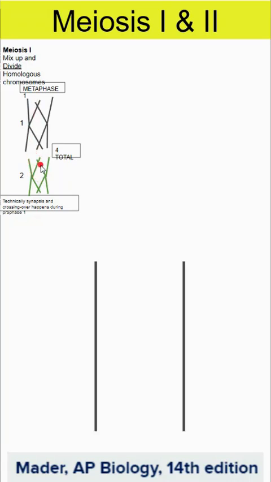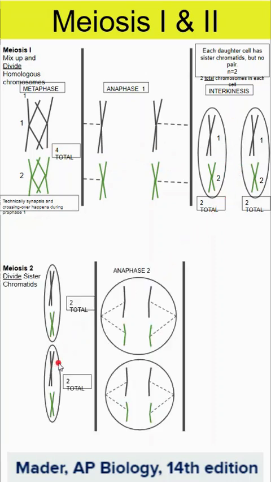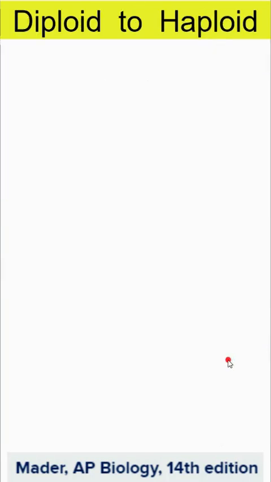Everything's lining up here in metaphase, but in prophase, we might have some crossing over, but that's for another topic. Anaphase, they get pulled apart. And at this point, through meiosis 1, these are now haploid. So we go from diploid to haploid in meiosis 1. But in meiosis 2, we divide the sister chromatids, just like we would in mitosis. But then ultimately, we go from diploid to haploid.